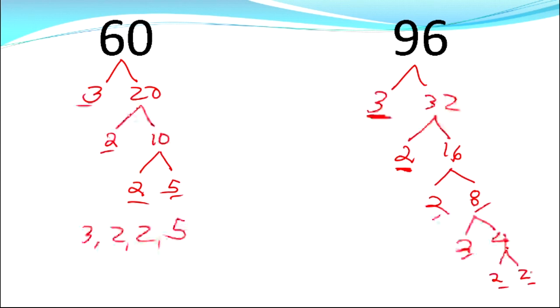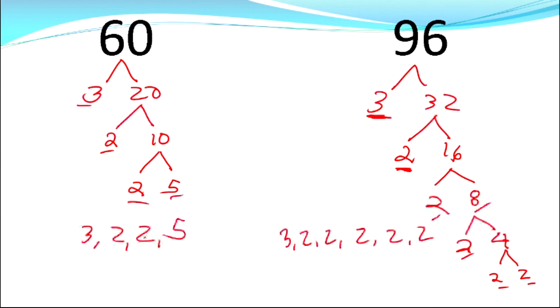Yung 96, medyo marami siyang 2. 1, 2, 3, 4, 5, 6. So, ang mga factor na ito are prime factors ng 96. At prime factors ng 96, that is 3. We have 2, 2, and then another 2, and then another 2. Nakailang 2 tayo? Nakalimang 2 tayo. So, medyo marami siyang 2. So, para dito, this is 3 times 2 times 2 times 2 times 2 times 2. That is equal to 96.